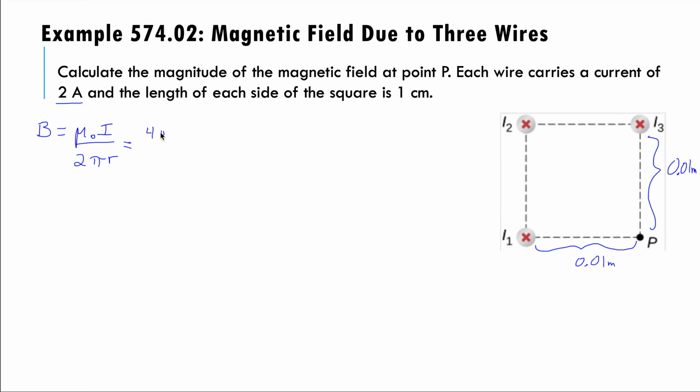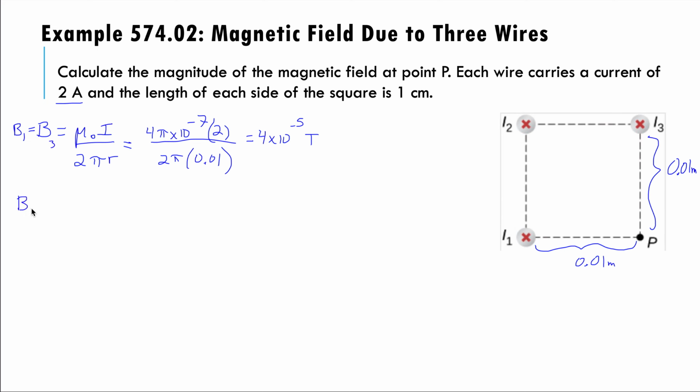Mu is 4 pi times 10 to the negative 7. The current is 2 amps. And then the radius is 0.01 meters. Plug this in, we're going to get 4 times 10 to the negative 5 teslas. And this is for B1 and B3, so we can say B1 equals B3.